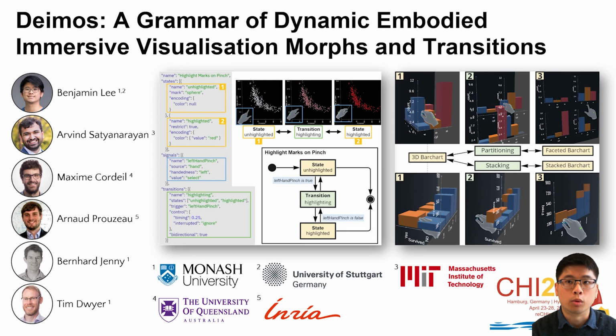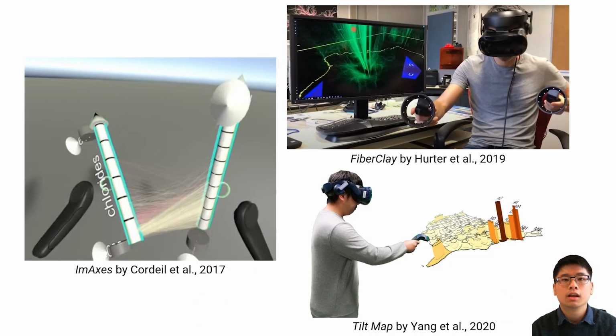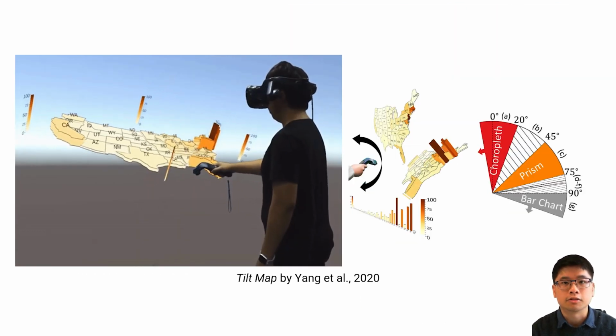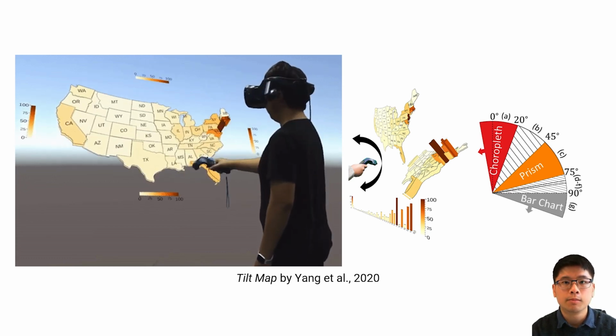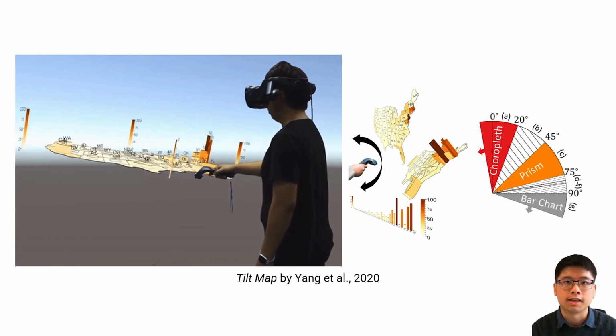I'll be presenting our work on an immersive visualization animation grammar called Deimos on behalf of my colleagues listed on screen. One of the goals of immersive analytics is to use engaging embodied tools for data understanding. Existing works have explored the use of embodied interaction techniques to manipulate immersive data representations as though they were real objects. For example, TiltMap by Young et al. clearly demonstrates how an embodied interaction technique can be directly mapped to changes in a visualization state.